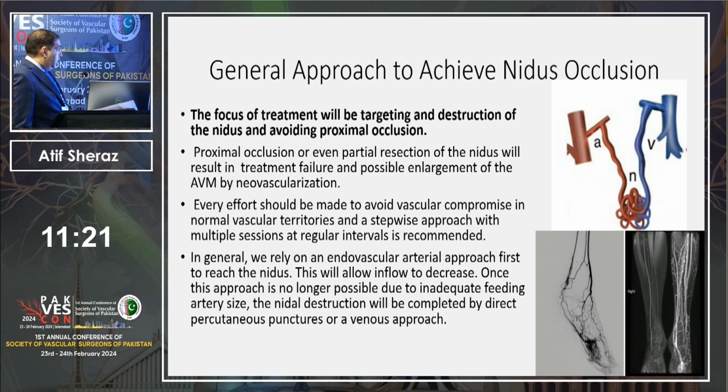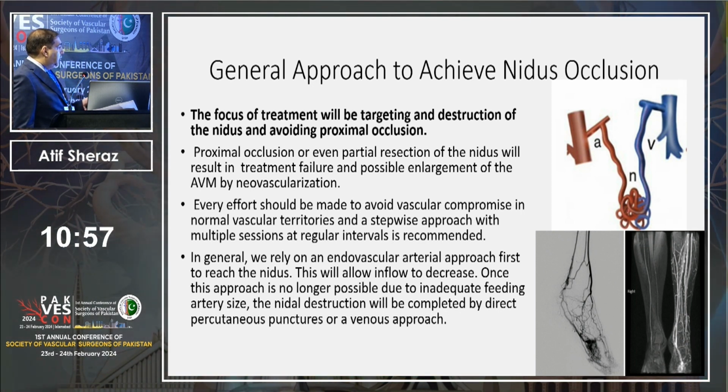So, how do we treat it? The general approach is to achieve nidus occlusion. The main goal of the treatment will be targeting and destruction of the nidus. The nidus is these abnormal vessels between the arteries and veins, and we avoid proximal occlusion. So we do not want to occlude the artery initially. We want to occlude the nidus.